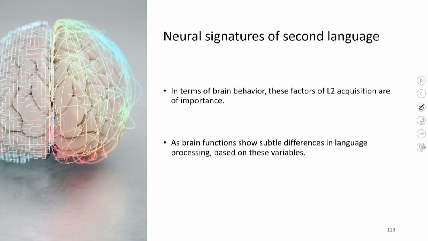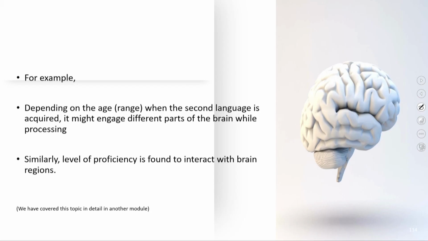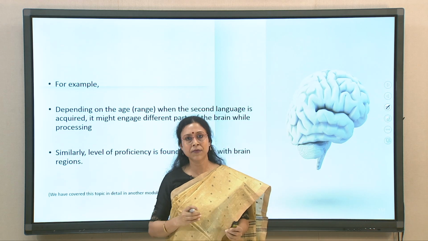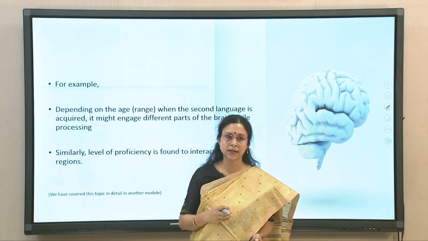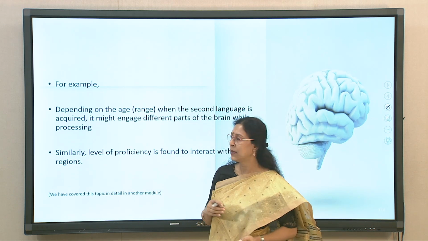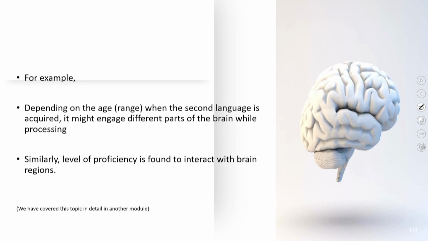So, brain functions show subtle differences in language processing based on all of these variables. And as I just said, these variables are not fixed; they can shift depending on various factors. For example, depending on age, let us say an age range, it is not like at a fixed age of 3 years you see one kind of neural signature, and at 4 years another. No, it is a range.